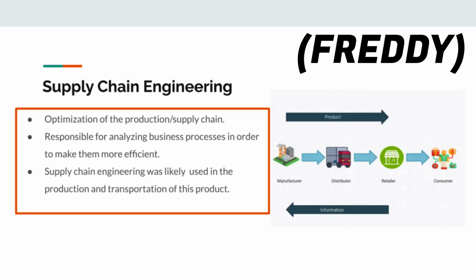Supply chain engineering refers to the optimization of the production and supply chains through the use of mathematical models. Supply chain engineers are responsible for analyzing business processes in order to make them more efficient. This includes all of the steps from acquisition of raw materials to finished goods. We know that this toy was manufactured in China and sold in the United States, so it's likely that supply chain engineering was used to find the most efficient process for the many steps of production and transportation.